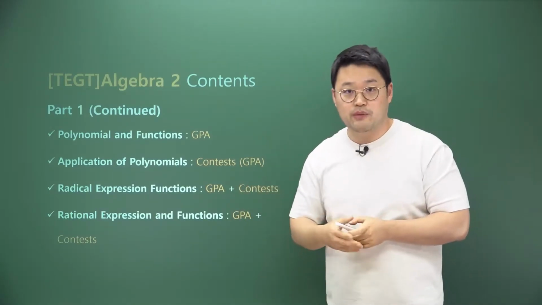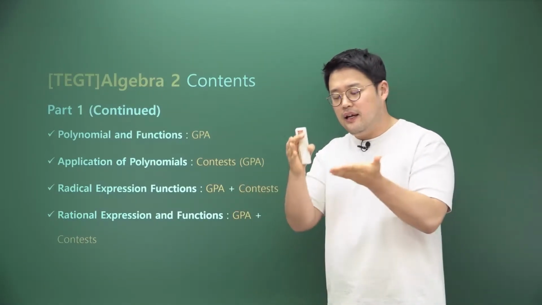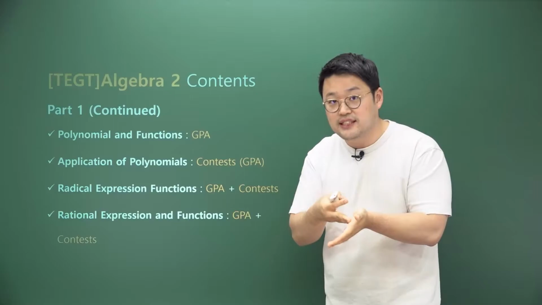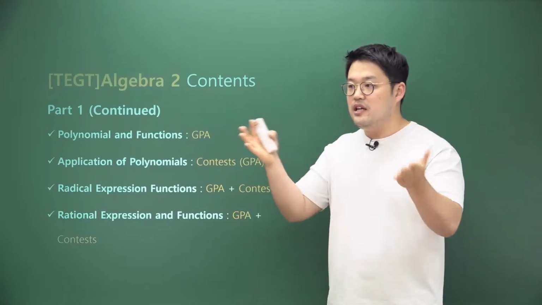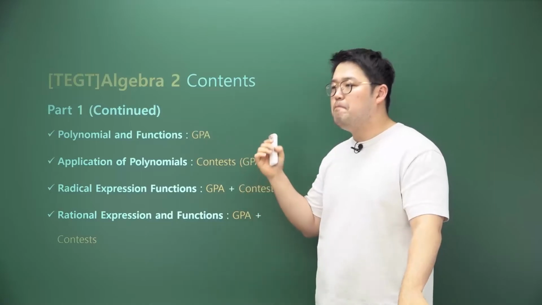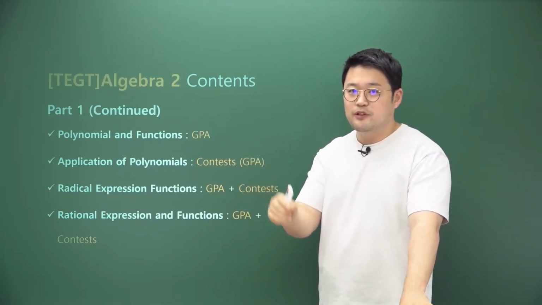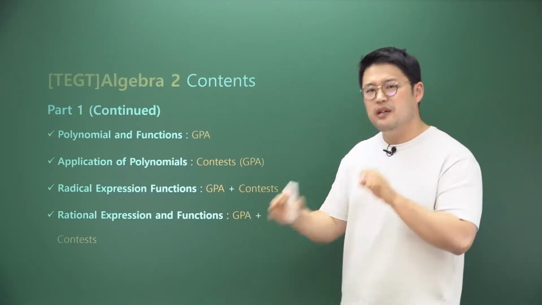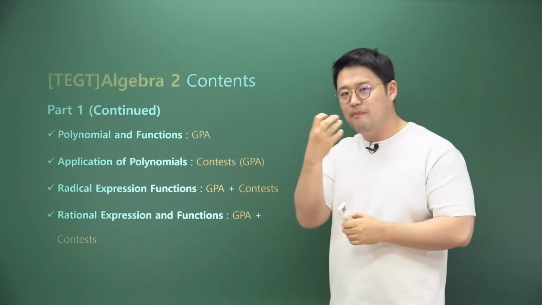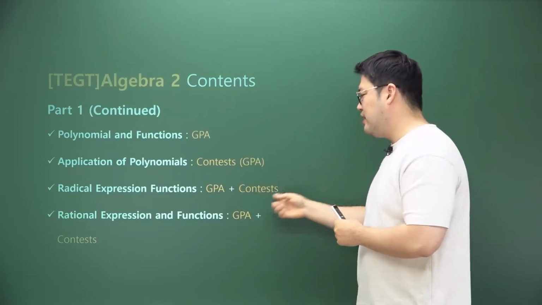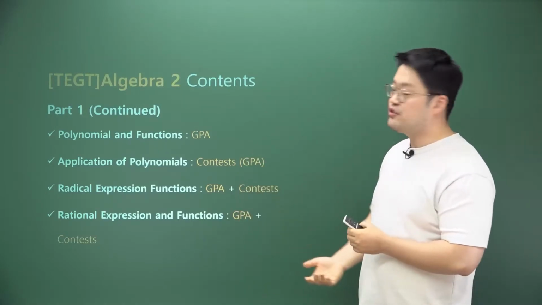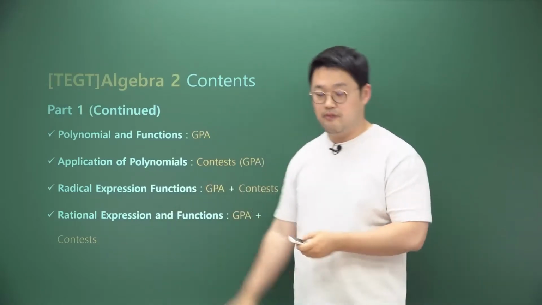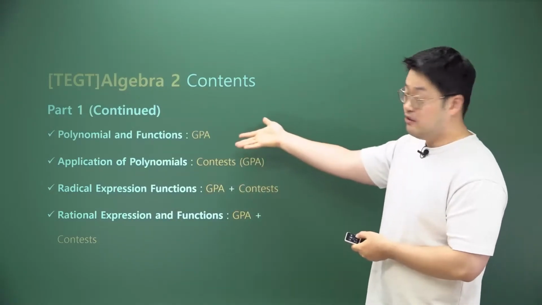Whenever I went over the rational root functions, the rational root theorem, the integer root theorem, Descartes' rule of signs and so on, I was focusing on math tournaments. So it might go a little beyond the GPA materials, but it's going to be helpful for you. For radical expressions and functions, I simply focus on GPA, but some of the references I made are related to contests. For rational expressions and functions, I gave GPA materials, but for the graphing part, I was thinking about contest-level math. So that's part 1.